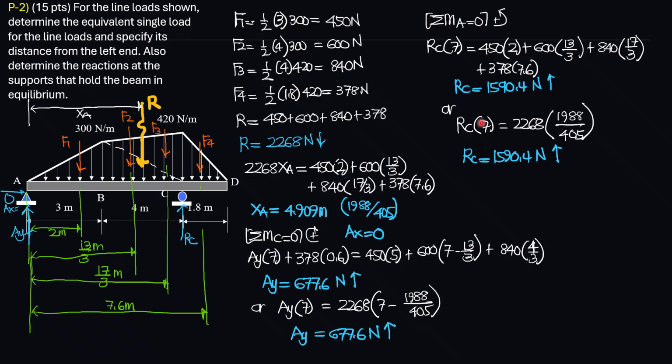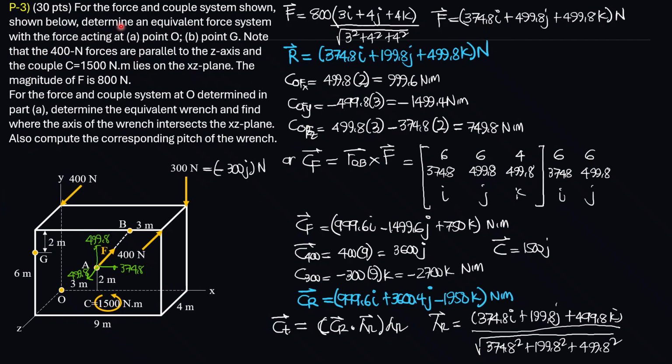Then another way, the shorter way, if we use R here, summation of moments about A, so R sub C times 7 equals R, which is 2268 times XA, which is 1988 over 405. That is how simple your quiz was.